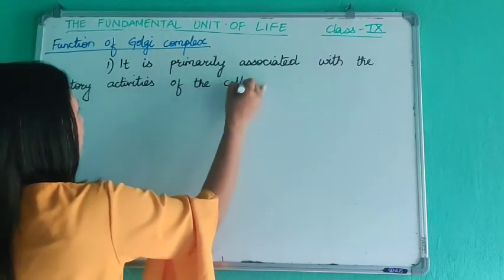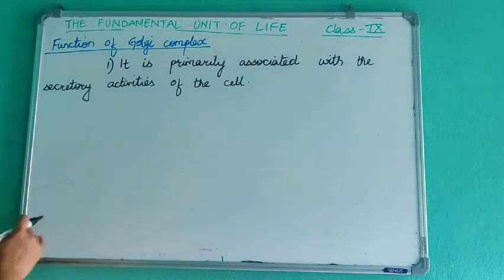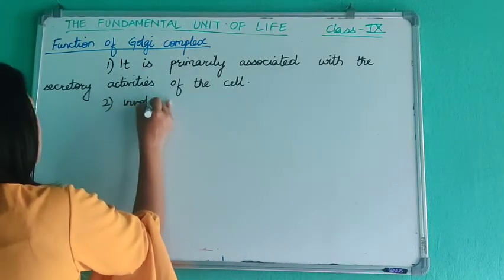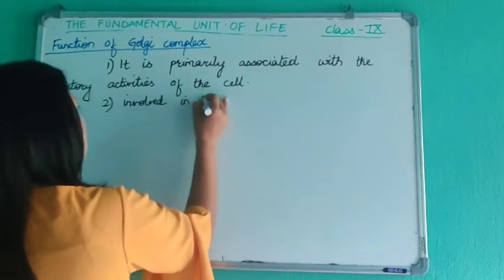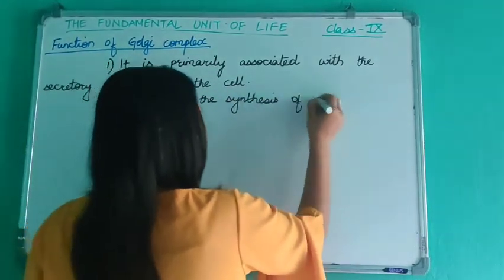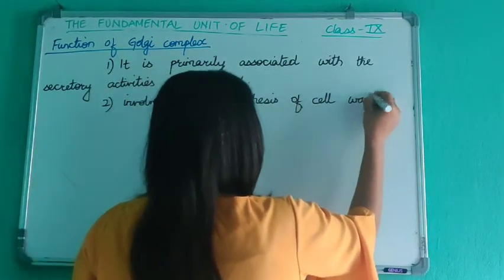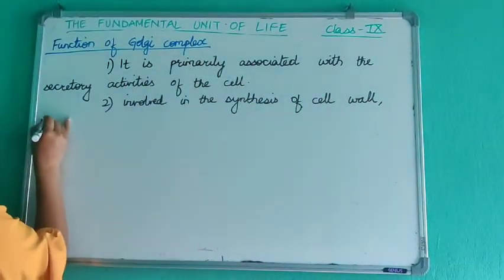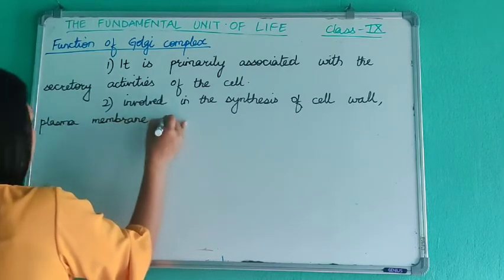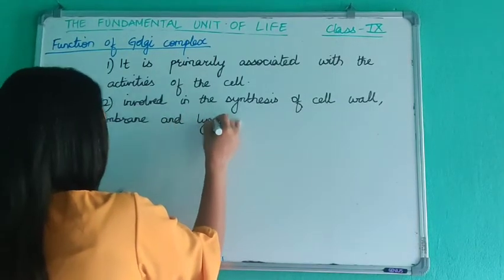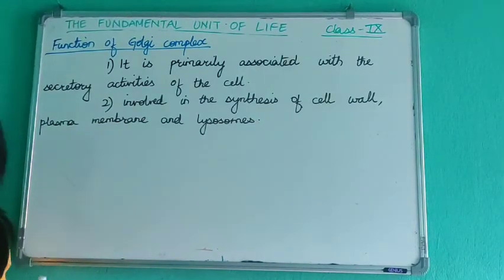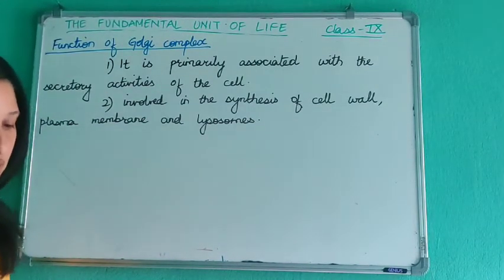जति पनि secretion को काम छ, केही बनाउनु छ भने यो चाहिँ कसले गर्छ? Golgi complex ले गर्छ. Number 2, it is involved in the synthesis of cell wall बनाउनुमा. Okay, cell wall, plasma membrane बनाउनु, plasma membrane and lysosomes. Okay, so यसले के बनाउँदो रहेछ? Cell wall, plasma membrane and lysosomes.